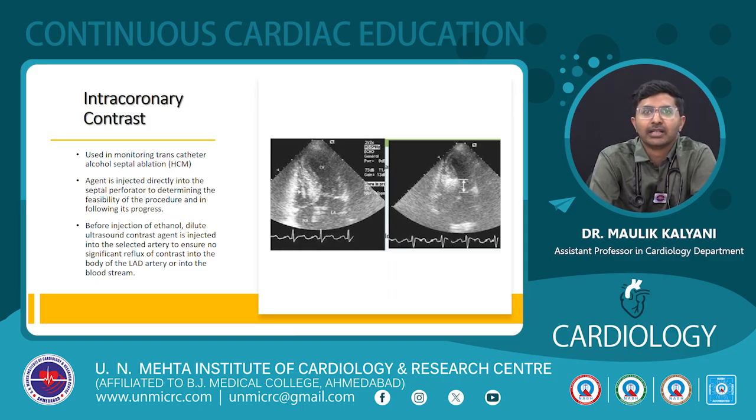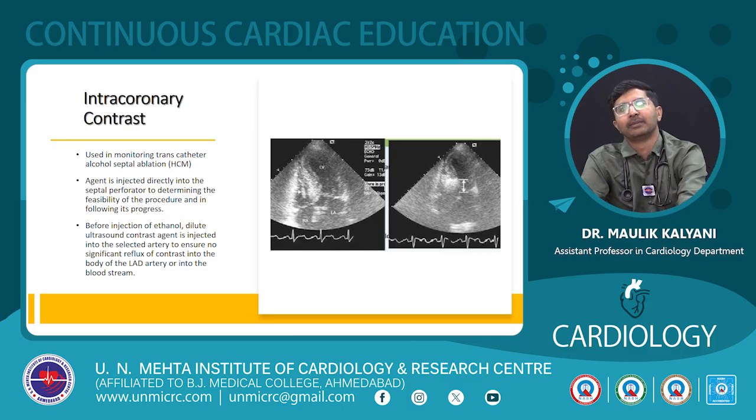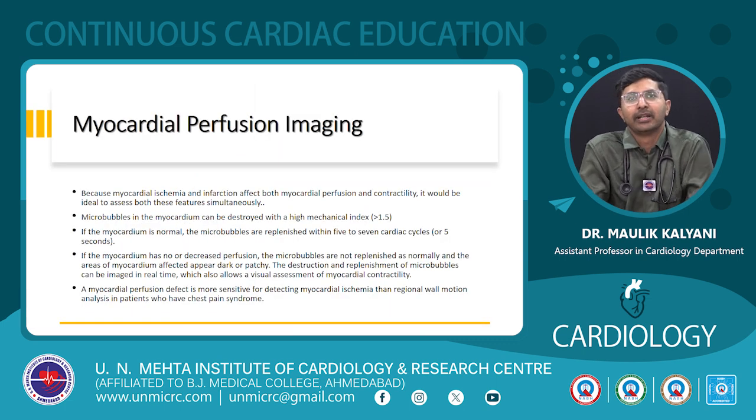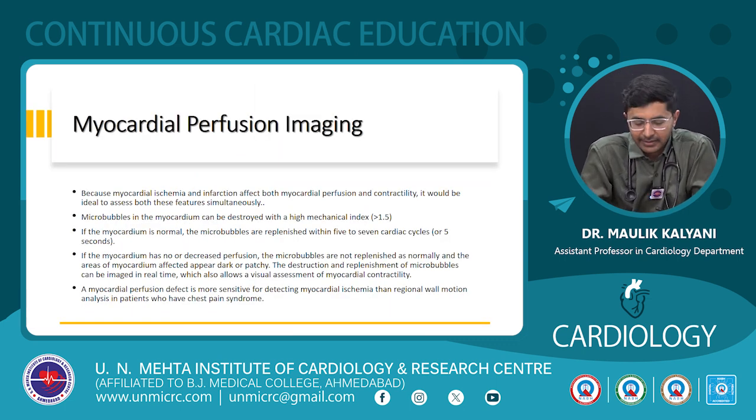Otherwise we have to choose another branch, and if that also compromises other normal LV myocardium, then we might not do the alcohol septal ablation, and we then go for surgery. So before doing alcohol septal ablation, contrast echo and the relation of the septal branch to the myocardium are very important. And this is myocardial perfusion imaging.